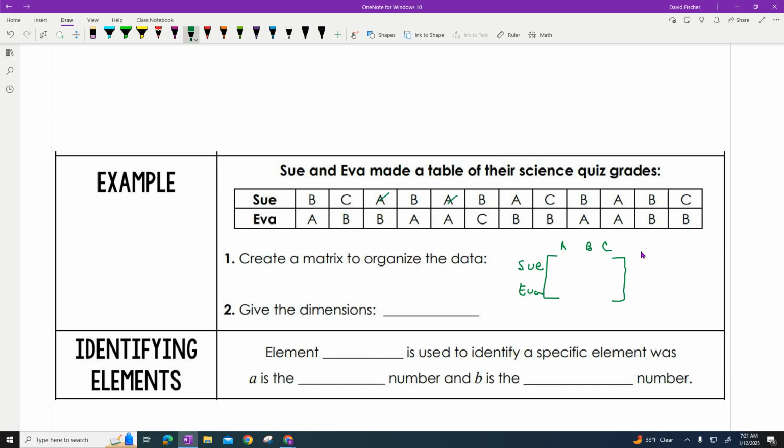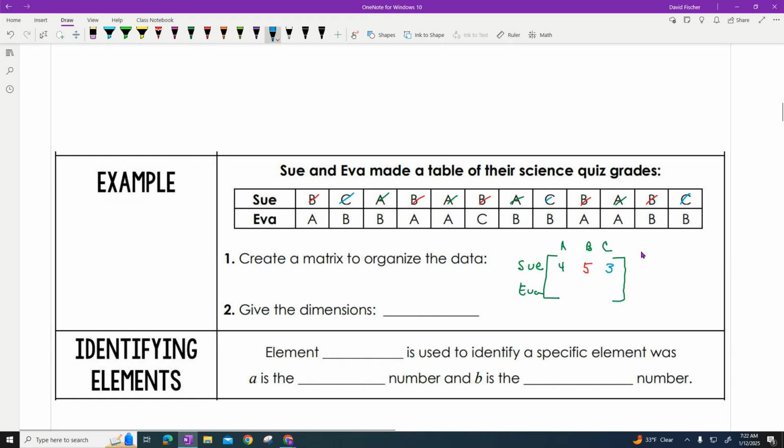All right, let's see how many A's Sue has. There's 1, 2, 3, 4. So she has 4 A's. Under the A for Sue, I'm going to put a 4. Let's do the B's. I see 1, 2, 3, 4, 5 B's. These are what we call elements: how many times did the A happen, how many times did the B happen, and how many times did the C happen? Let's do the C's. I see 3 C's. So for Sue, she has 4 A's, 5 B's, 3 C's.